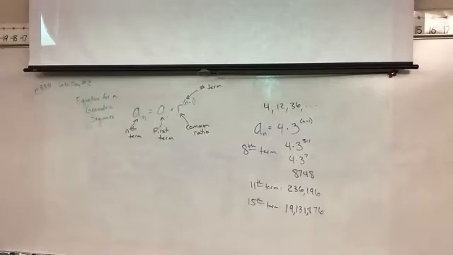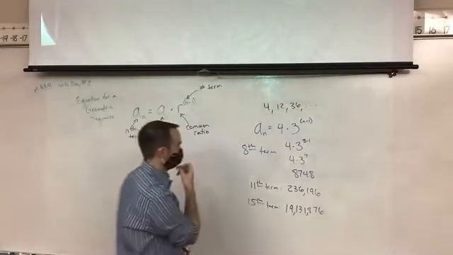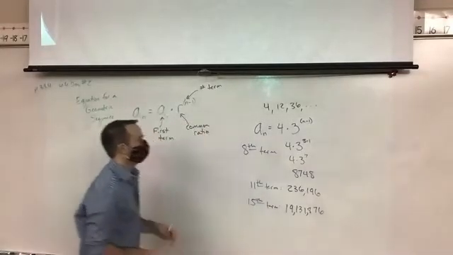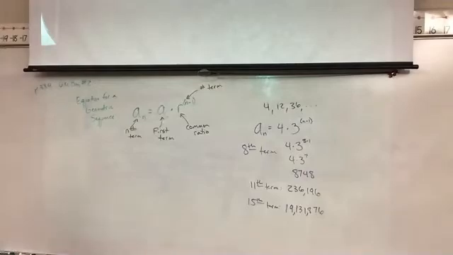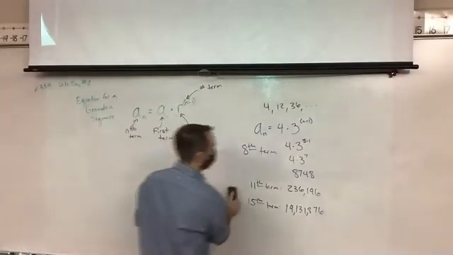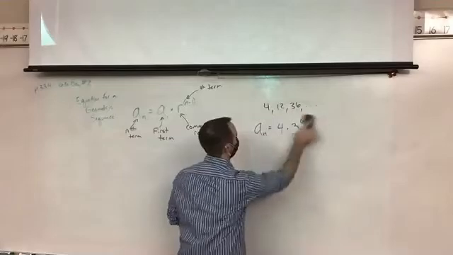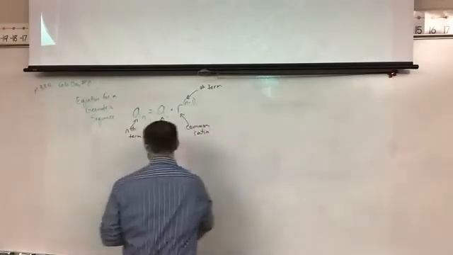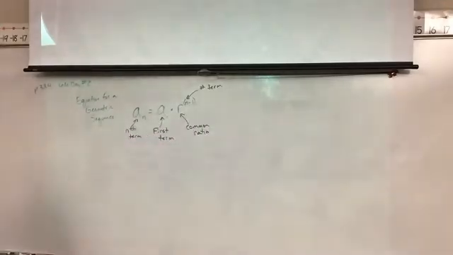Really big, really fast, right? 15th term, we're looking at 19 million at this point, right? Any questions on that? Okay. All right, so that's our general idea, right? This is our equation for the geometric sequence.